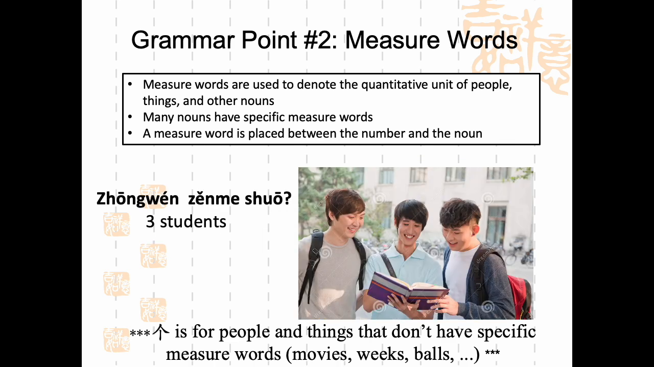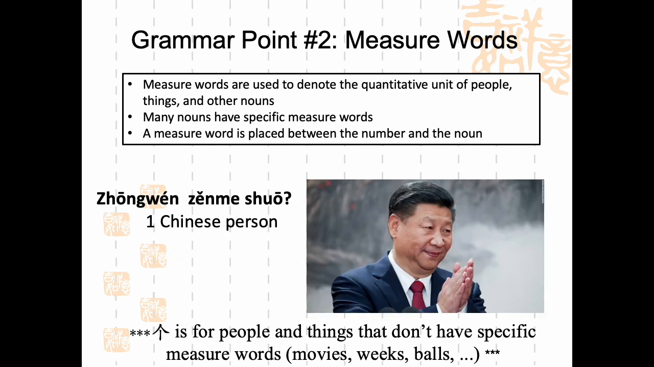好, let's practice. 中文怎么说 three students? 很好，三个学生 right? So three, add the measure word, student. 三个学生。中文怎么说 one Chinese person?